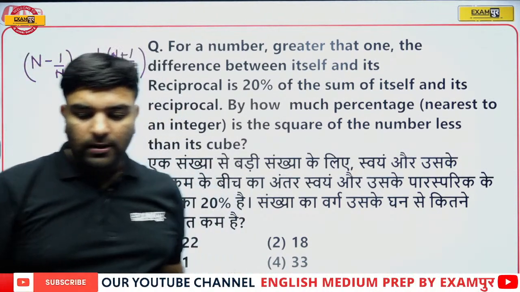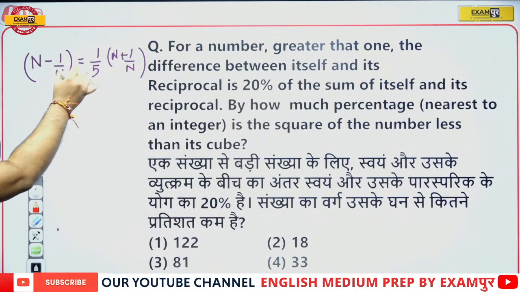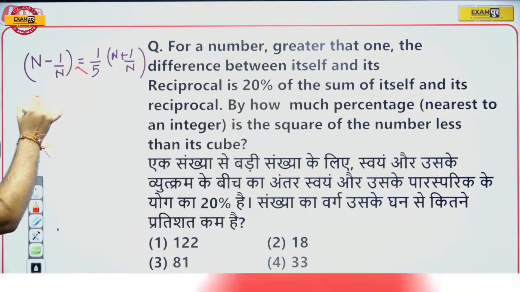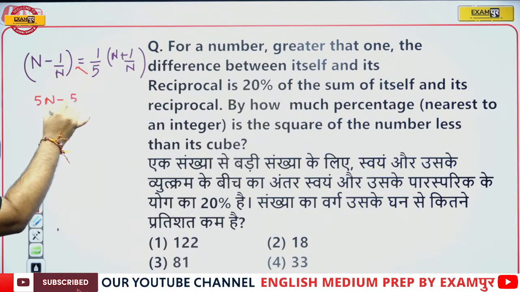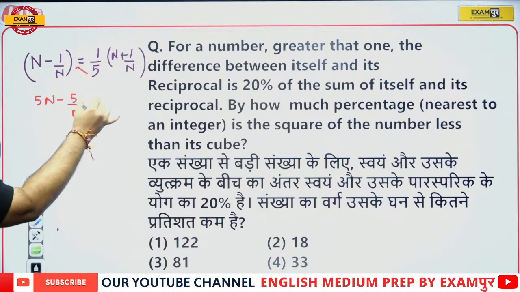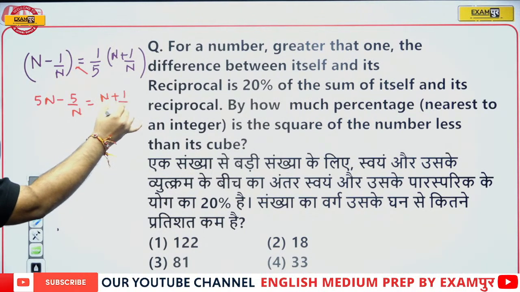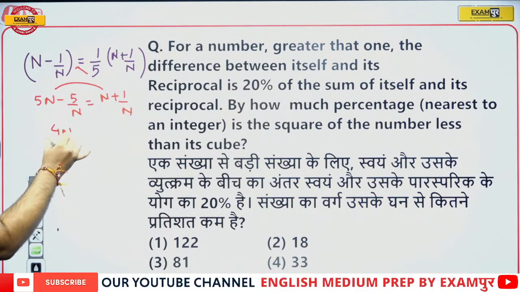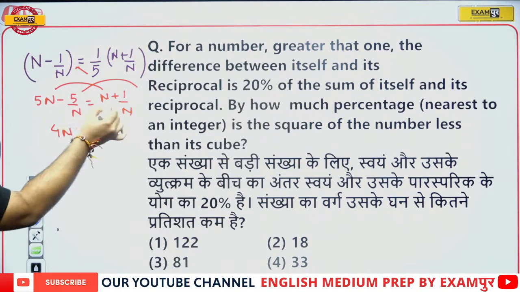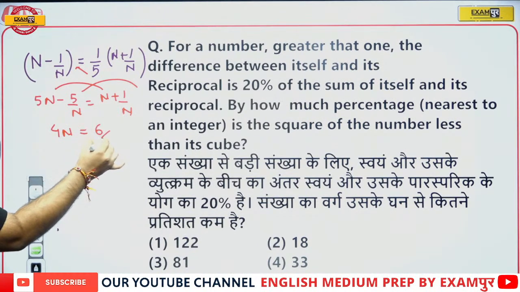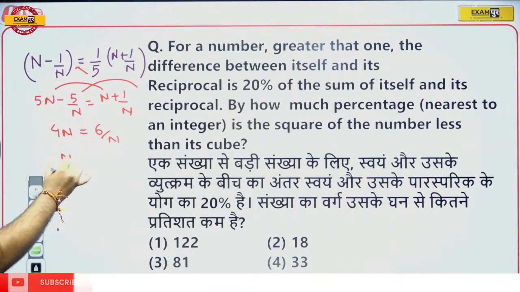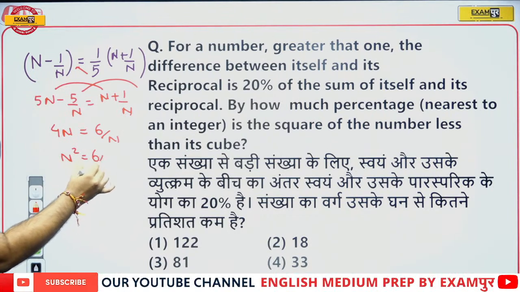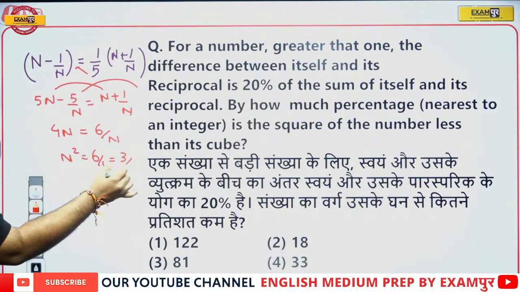Okay. Now let's move on. Take this 5 over here. 5n minus 5 by n is equal to n plus 1 by n. Take this over here: 4n equals 5 plus 1, 6 by n. So n square, you got it as 6 by 4, or you can say 3 by 2, or you can say 1.5.